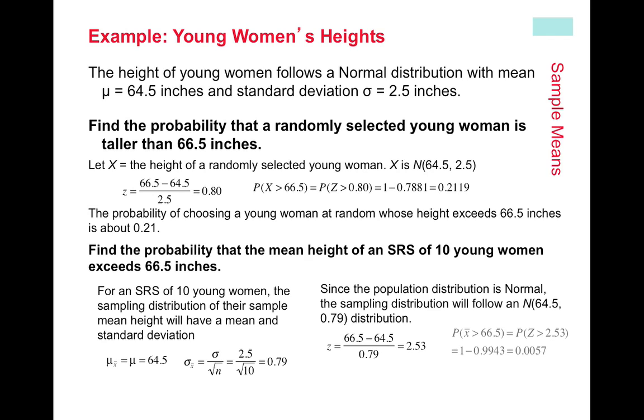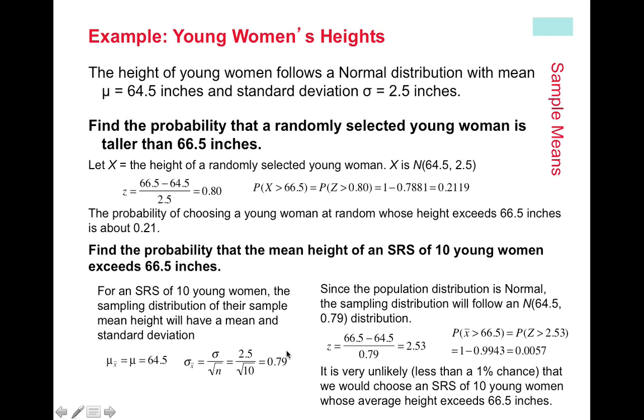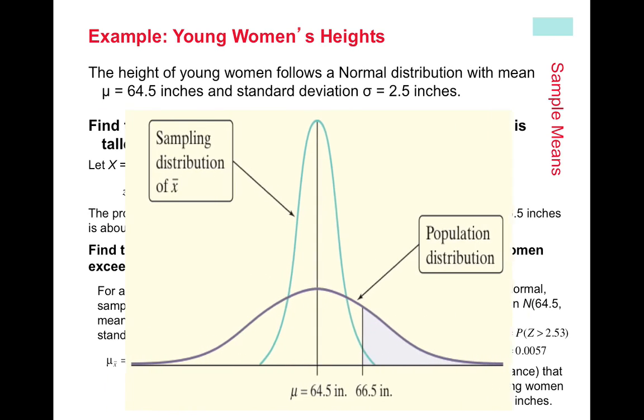So now I'm saying the probability that x bar, I'm not using p hat, I'm not using x, I'm talking about the sample mean, is greater than 66.5. I would have had you draw a picture and shade it. You would have used your normal CDF, 66.5, comma, positive infinity, comma, this mean, comma, this standard deviation. And you would have gotten an answer.